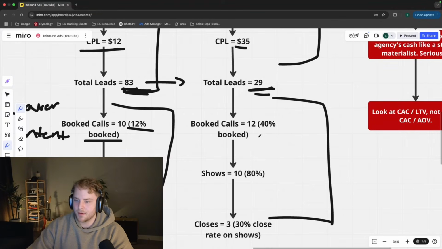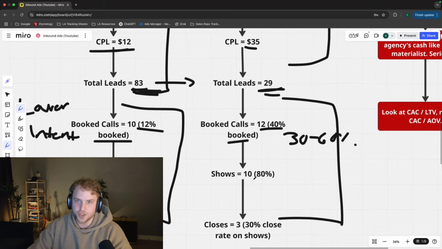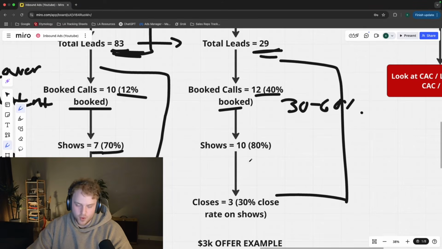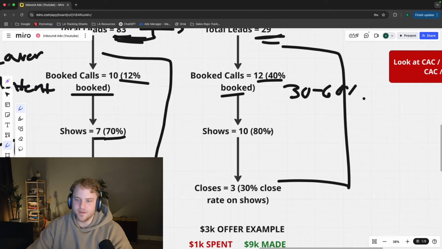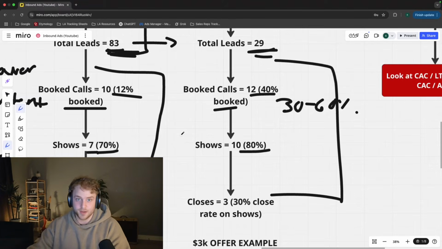What we have is probably around 40% of calls booked. This is a conservative number. It might be anywhere from 30 to 60%, depending on how good the messaging is or how good your ad is. But let's call it 40. From that, let's say we have an 80% show rate. What's also going to happen is you're going to have a higher show rate on intentful leads because they actually are interested. Okay, same thing.